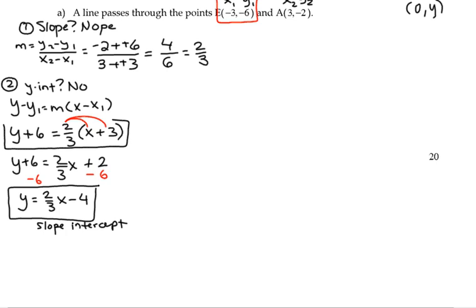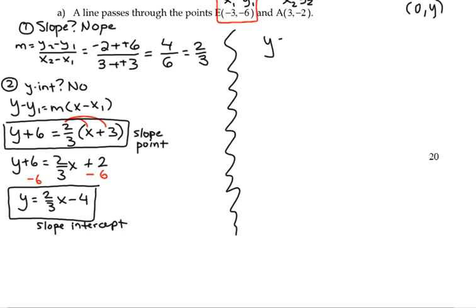The first one. What's this? This is called slope point form. Just like your quiz today. Okay, so we got the first part done. They want us to write it in slope intercept, but they also want us to write it in general form. So we have y equals 2/3 x minus 4. Jason, what's my first step?